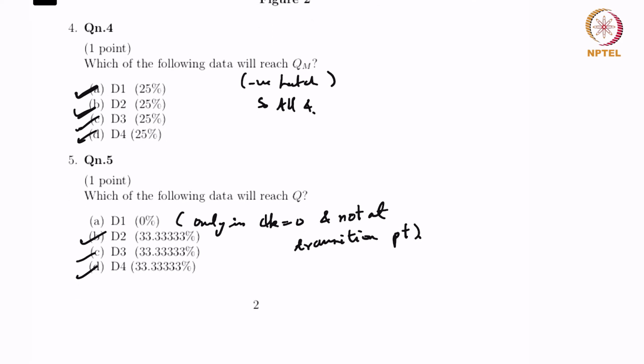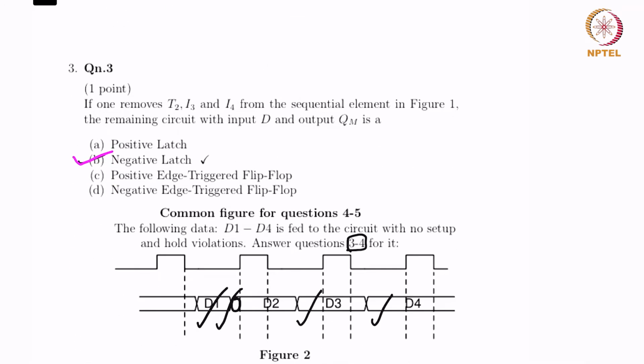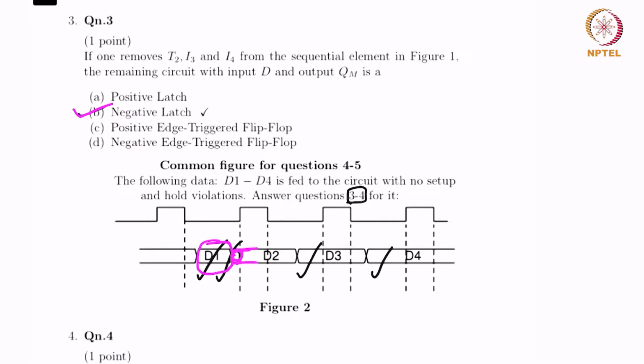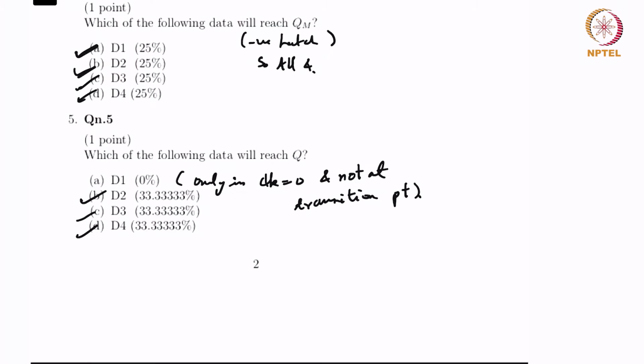Which of the following data will reach Q? So what will reach Q is when only in clock equal to 0. So it should happen exactly during the transition, right? So if you look at the transition time, which is this portion, D2 has it, but if you look at D1, it happens only during the phase where clock is equal to 0. So D1 doesn't happen during the transition edge. However, D2, D3 and D4, all of them happen during the transition edge. Hence the right answers are D2, D3 and D4.